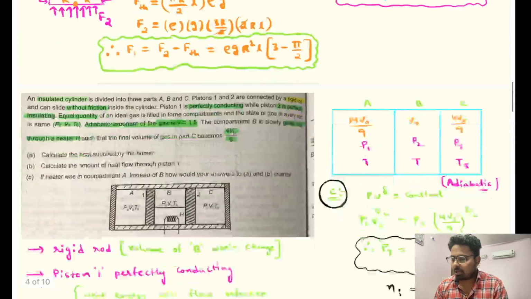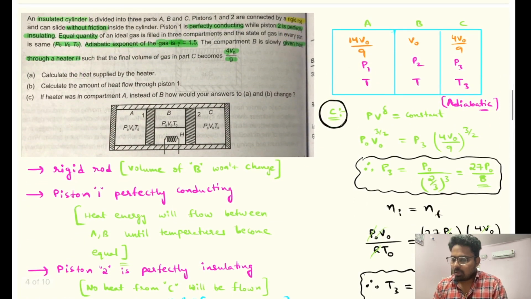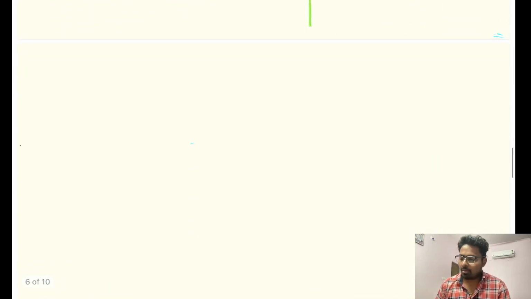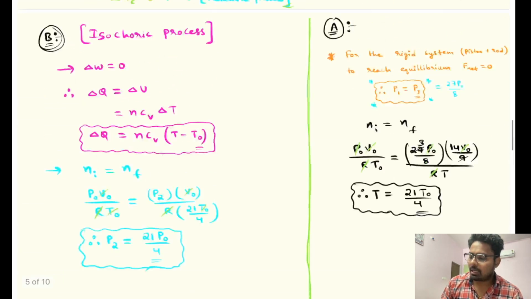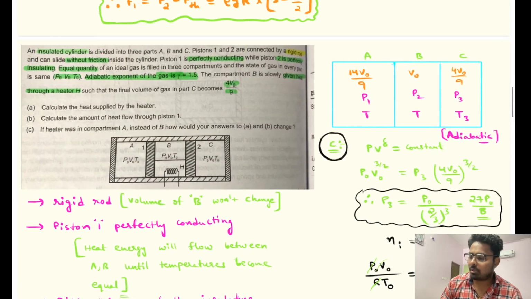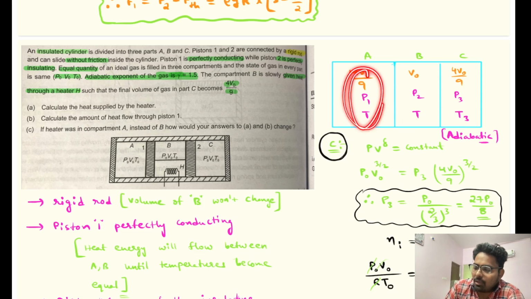In the question they are asking, calculate the heat supplied by the heater. So you need to find the heat supplied by the heater, delta Q. As it is an isochoric process, I can find the amount of Q that is supplied for this one, and I can also find the amount of Q that is supplied for this one.